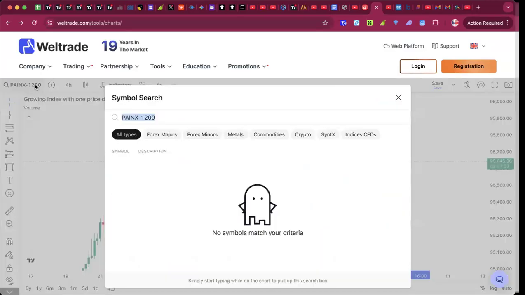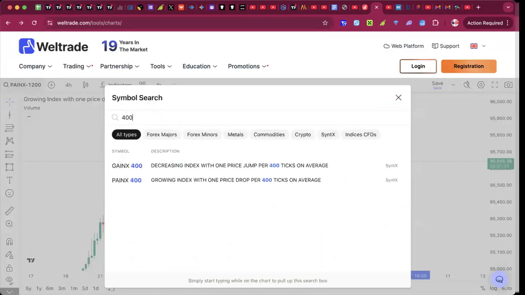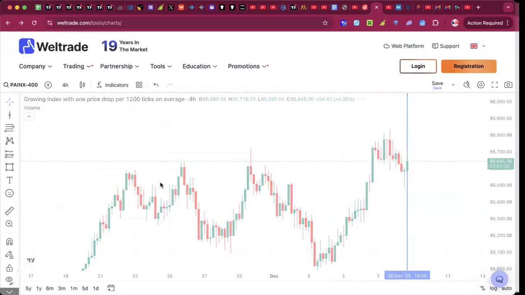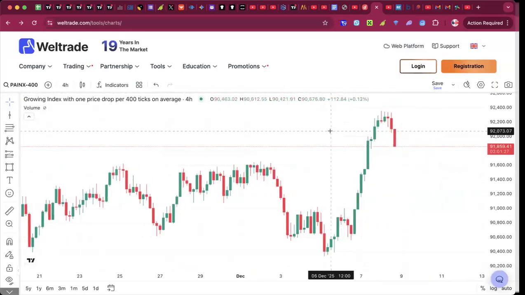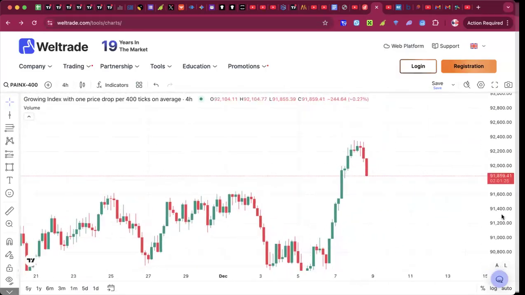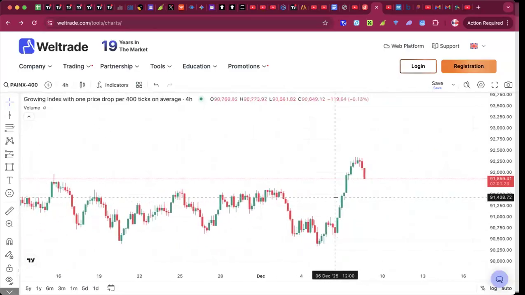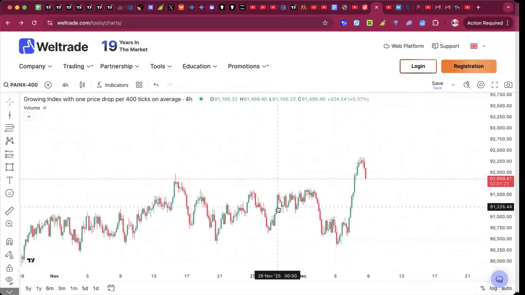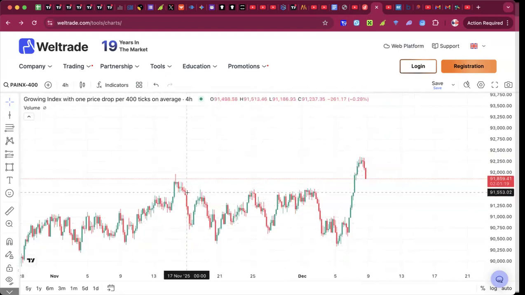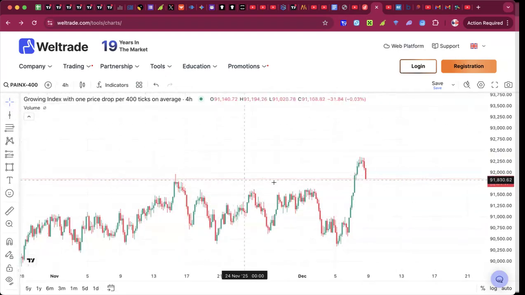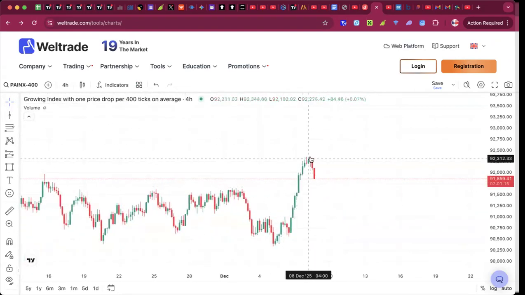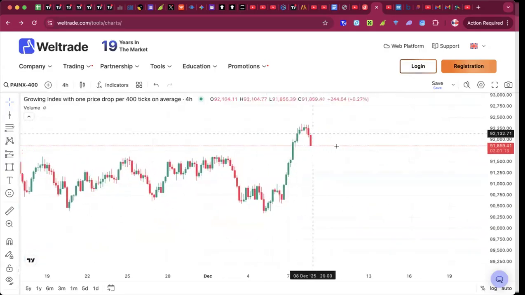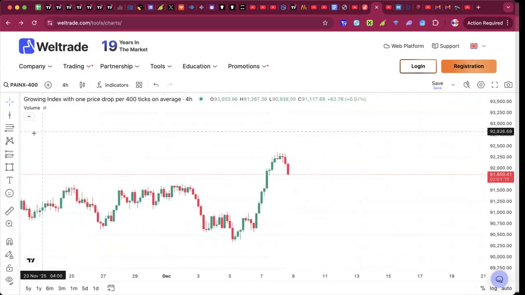So let's look at Crash 400. Pains, marvelous. You can see that ordinarily I would be selling this under normal circumstances, because I've seen that this was a sweep of liquidity and then it went over, and this is a sign of rejection. But let's not go to that. We're talking about scalping here.